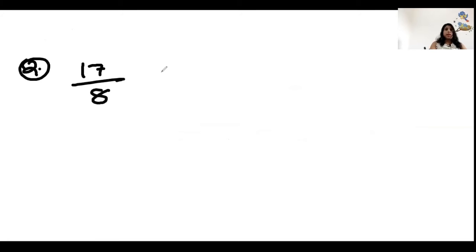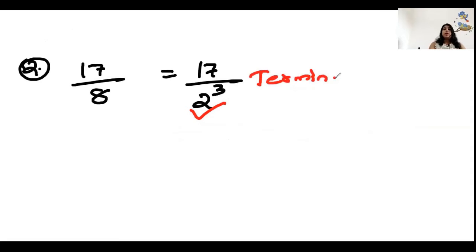17 divided by 8. By seeing only I can understand 17 divided by 8. Factor is 2 into 2 into 2, that is 2 cube. 17 by 2 cube. By analyzing this I can see a factor of 2 there. So it is also a terminating decimal. Next question.